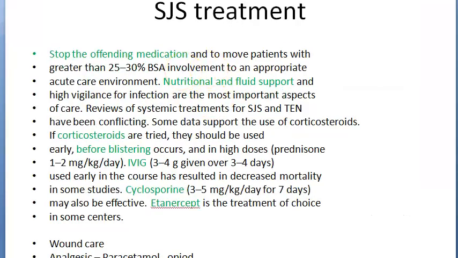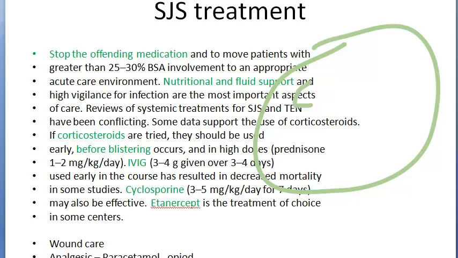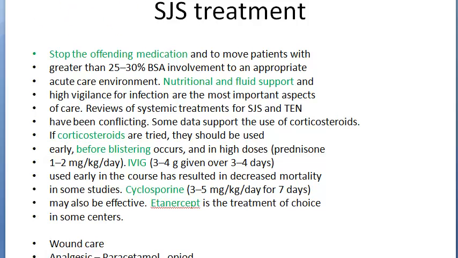Okay, so what is the treatment? Now let's come to the treatment, guys. We have come to the treatment. Yeah, smile, all of you smile. Why? Because we have come to the treatment. This is what they've asked for 3 marks, so this is what you have to write. Okay, so you have to stop the offending medication. First of all, you identify the medication and stop it. This is the most important treatment of Stevens-Johnson syndrome.